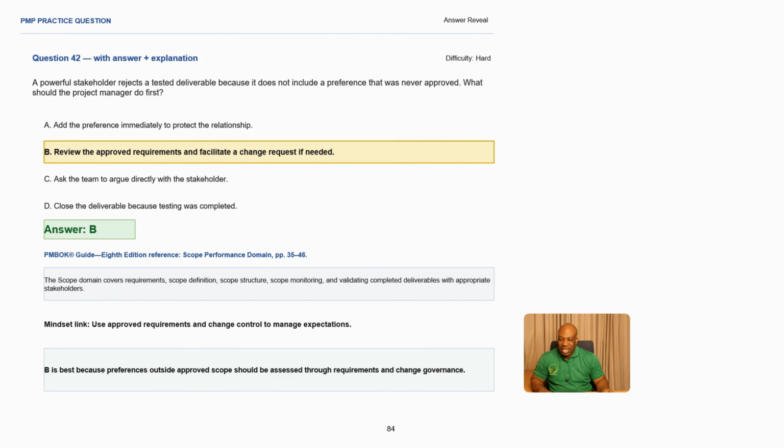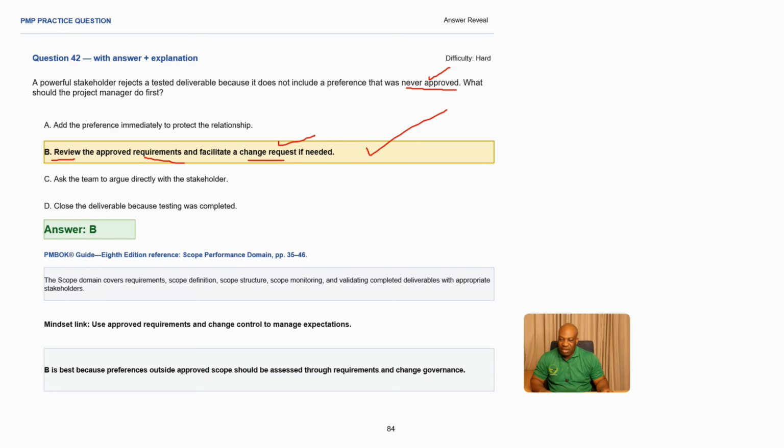That's a wrong mindset, so making this one incorrect. So the best answer in this scenario is B. I like the way it says review. Once you start a review, you are also getting more information, and therefore your next activities will be evidence-based. Review the approved requirements and facilitate a change request, which is very important because the customer is asking for something which was never approved. For it to be approved, it has to go through the change request. So the project manager is supposed to review this.